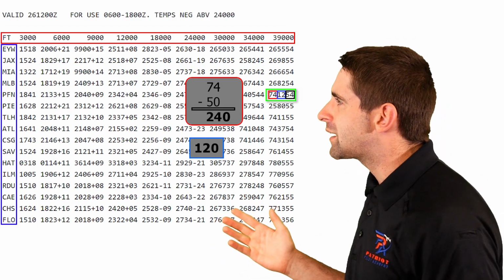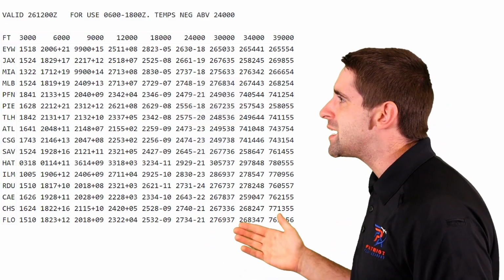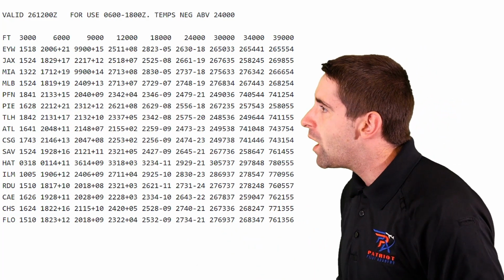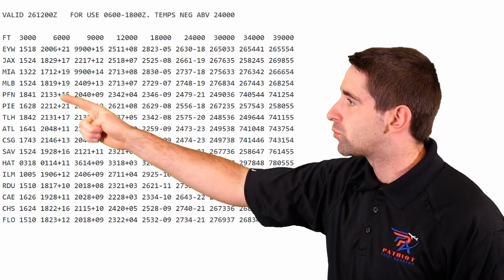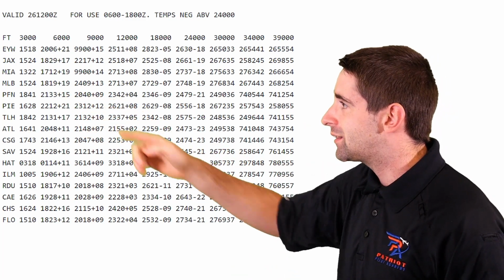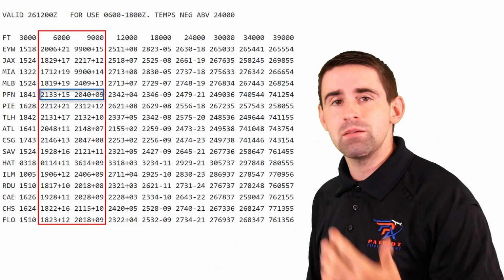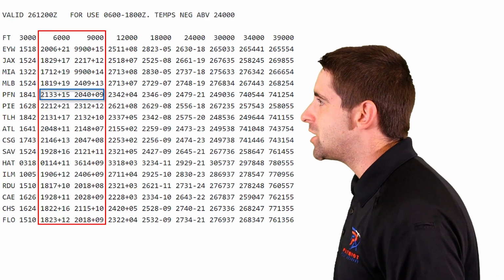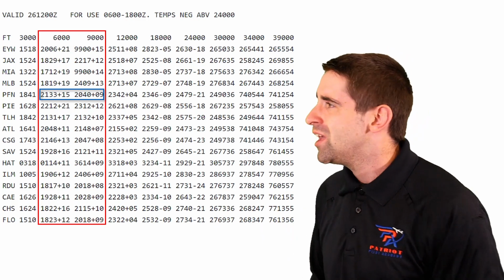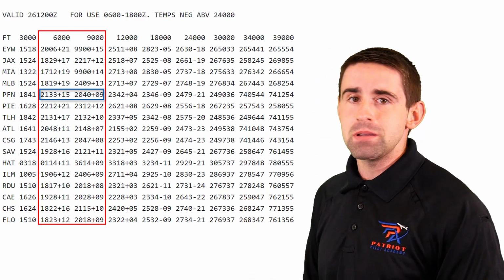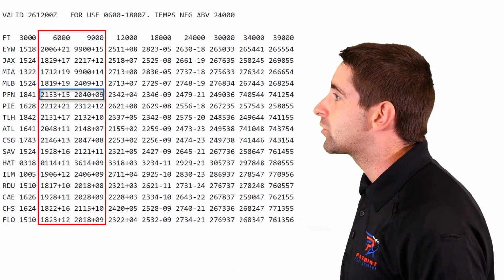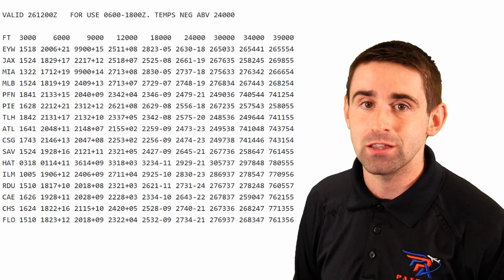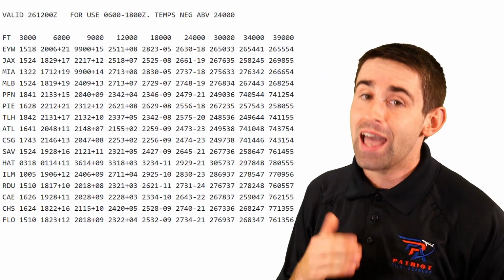Now, what if you're cruising at an altitude that's between, let's say, 6,000 and 9,000? Let's say you're at 8,000. Well, you would decode both of the readings at 6,000 and 9,000 feet, and then you would just get a median. You would get an average, and that's called interpolating. You see, in aviation, you have to be pretty precise, but not everything you do is going to be to the T. So when you're at an altitude between 6,000 and 9,000, you interpolate the average between those numbers for direction, speed, and temperature.